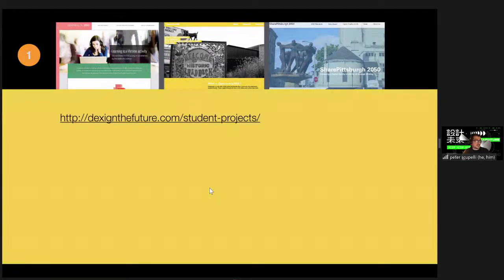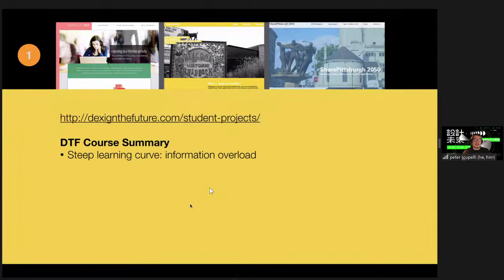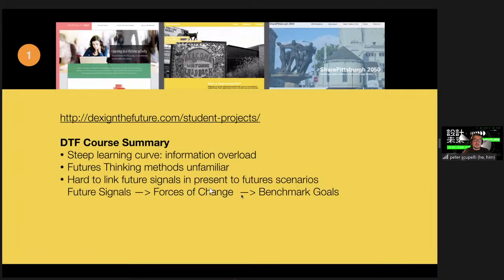So some of the key insights that came from teaching that class is that for students, especially design students working on a semester-long project, this was a very steep learning curve, and they were constantly in information overload. The futures thinking methods were very unfamiliar to them. And in particular, they struggled to link future signals in the present to the future scenarios that they were designing. So they struggled to understand the future signals, link them to forces of change, and then connect them to the benchmark goals in the scenarios that they were trying to design.